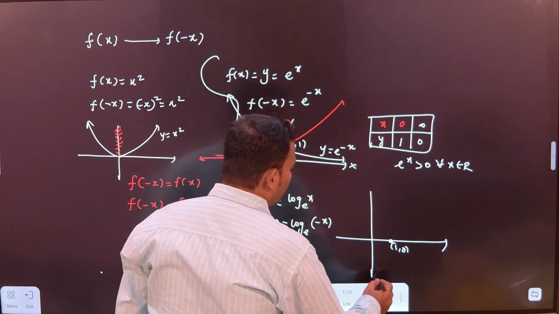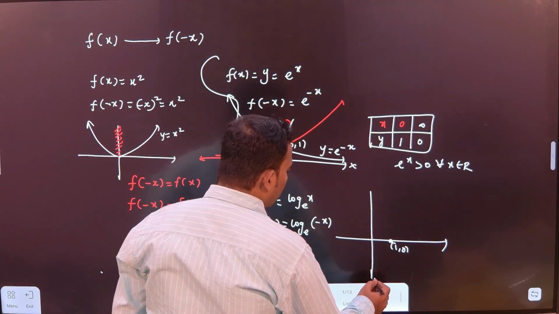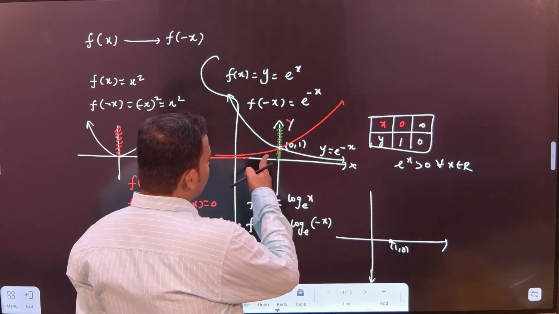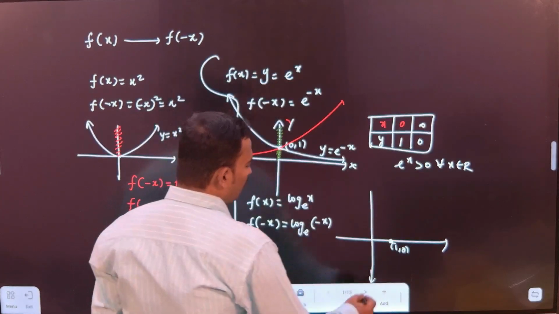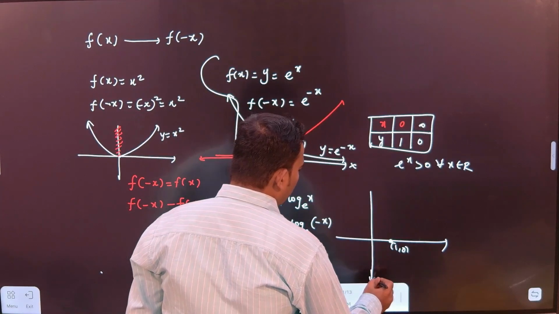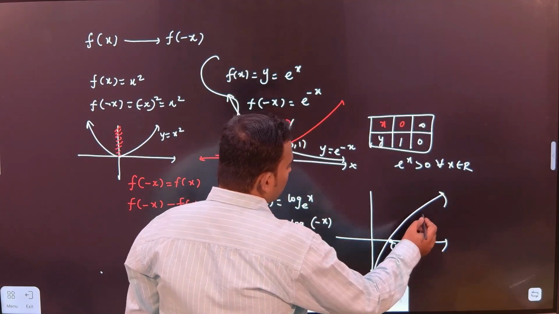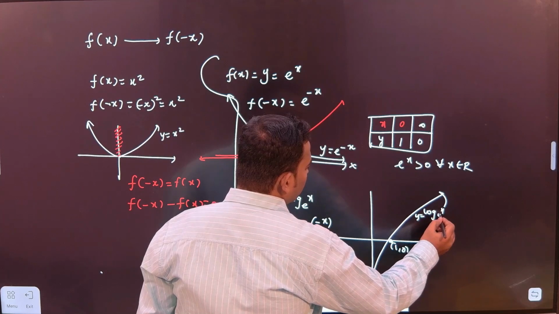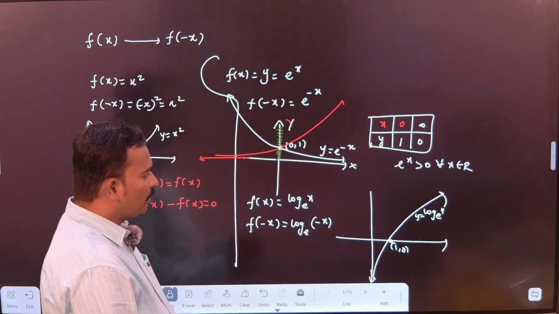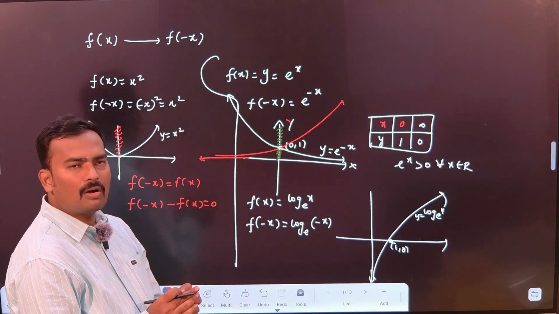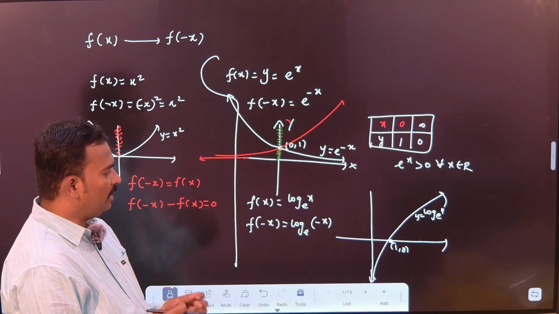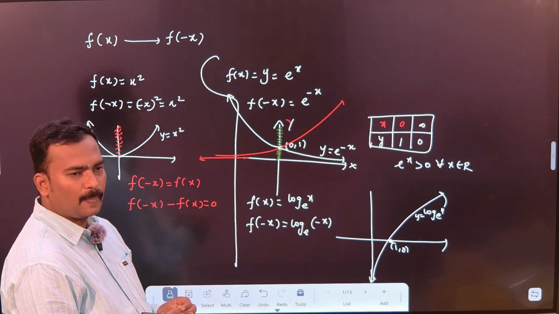Therefore, when x is closest to 0, it is not defined. The graph is like this. This is y is equal to log x base e. Now you have to draw the graph of log of minus x here. Just replace x by minus x.